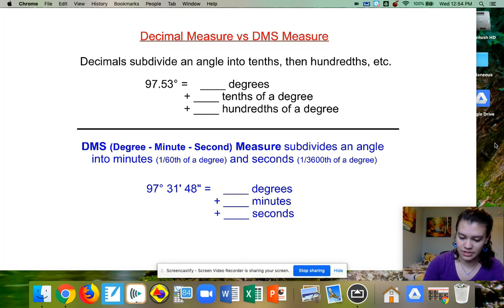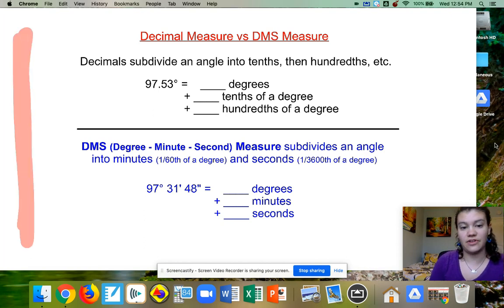So this chunk here, I'll highlight it in red. This is an optional slide. I'll try and put red next to each of the optional slides. So here we're going to talk about degree measure versus the DMS measure. DMS stands for degrees, minutes, and seconds. So if you look at this first degree right here, we have 97 degrees. Of those 97 degrees, we have 5/10ths of a degree and 3/100ths of a degree.